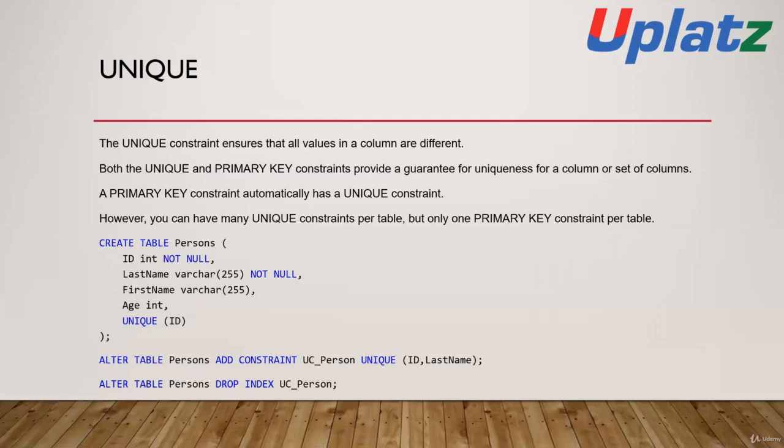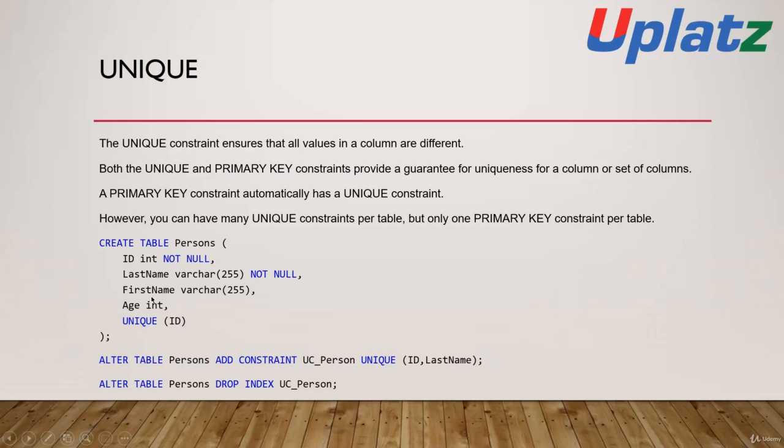So you can have many unique constraints per table. That is true, but only one primary key constraint per table. So now this is one example that I have written for you. We are creating a table persons with ID as an integer, and it has a NOT NULL constraint.